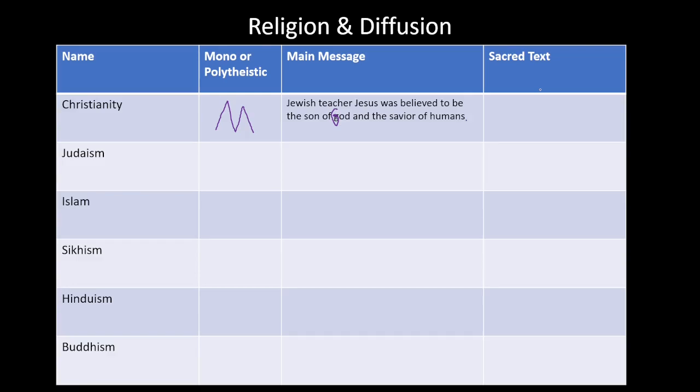And what's its sacred text? Its holy text is going to be the Bible. The Bible has stuff pre-Jesus and after Jesus: the Old Testament and the New Testament. Alright, what about Judaism? Is it monotheistic or polytheistic? It is monotheistic. They believe in one God. What's the main message? The Messiah hasn't come yet, and God communicates through the prophets. In Christianity, they do believe the Messiah has come.